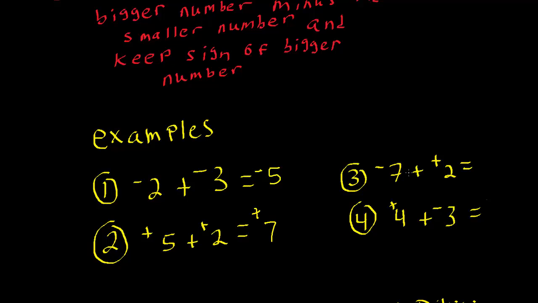Now, if you do something like this, -7 plus 2, they're different signs, of course. So you have to take the bigger number, which is 7, minus the small number, which is 2. 7 minus 2 is 5. Sign of the bigger number is negative. 7 is negative, so the answer is -5. And similarly, if we do this, now the bigger number is positive, so my answer is going to be positive. 4 and 3 are different signs, so 4 minus 3 is 1. Positive 4 plus -3 is positive 1.